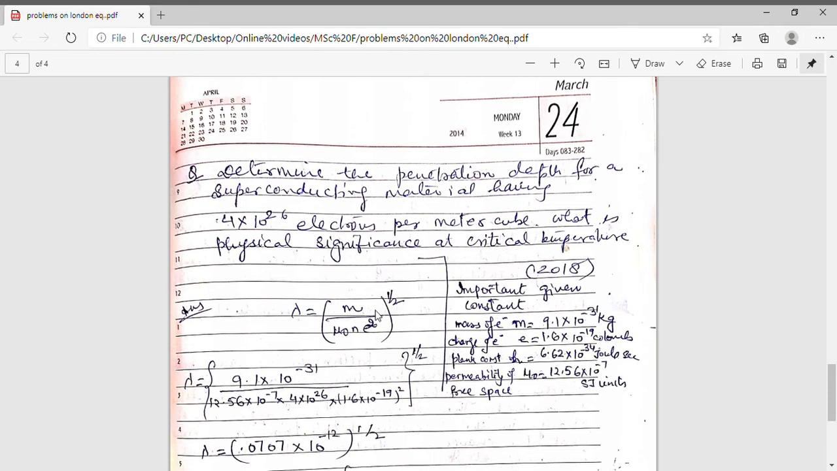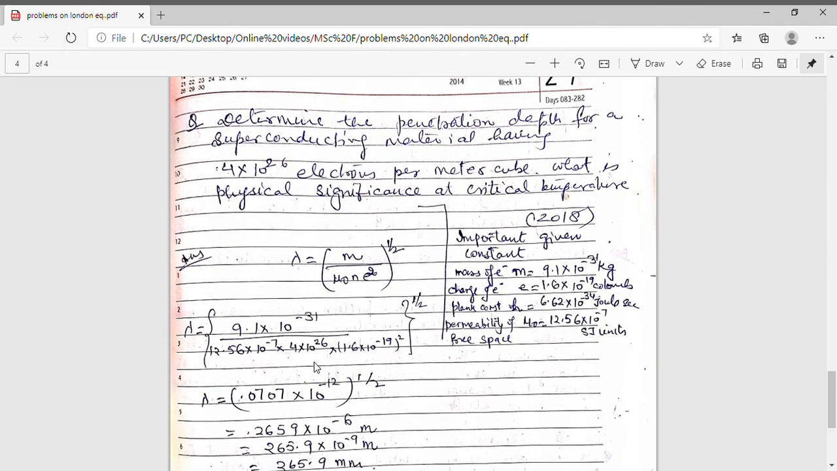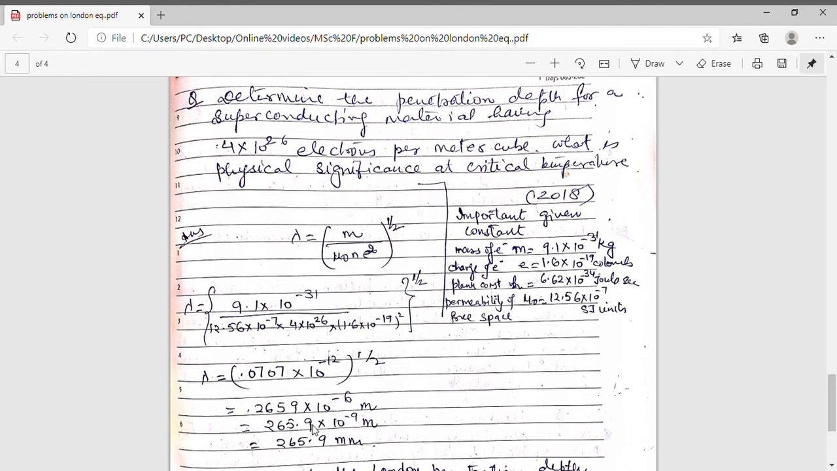We know the formula of lambda is (m upon mu 0 N e square) whole raised to the power half. The mass of electron is known, which is 9.1 into 10 raised to power minus 31 kilogram. E is the charge of electron, which has a value 1.6 into 10 raised to power minus 19 coulomb. Mu 0 is the permeability of free space, which is 12.56 into 10 raised to power minus 7. And N is given in the question as 4 into 10 raised to power 26. Putting all these known values, we can easily calculate the value of lambda. Here I have determined the value of lambda as 265.9 into 10 to the power minus 9 meter.